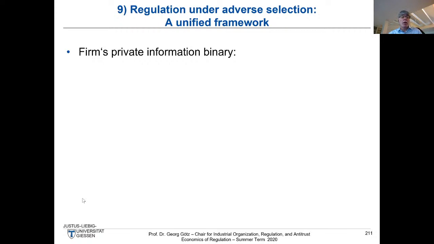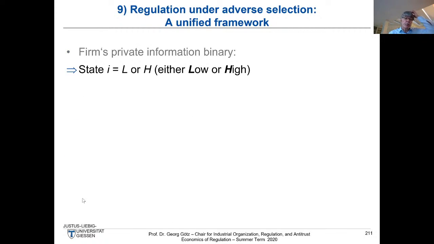First of all, we assume that the firm has some private information and that this information is binary. So we looked into the Baron-Myerson model where the regulator was not informed about the marginal cost of the firm. The marginal cost of the firm might have been either high or low. Fixed costs were common knowledge and demand was also known. And then we looked into the different ways we might have asymmetric information problems.